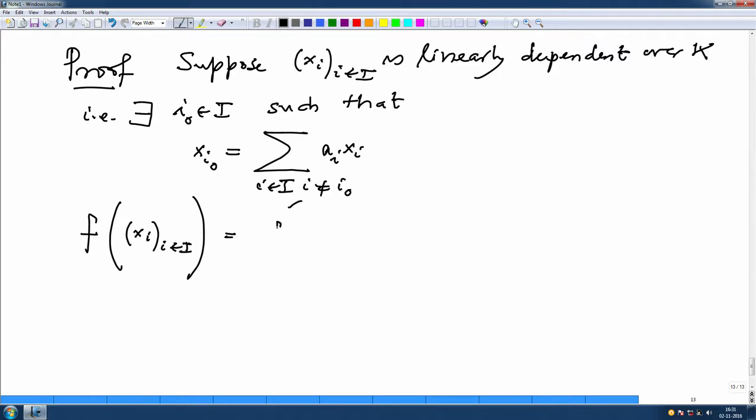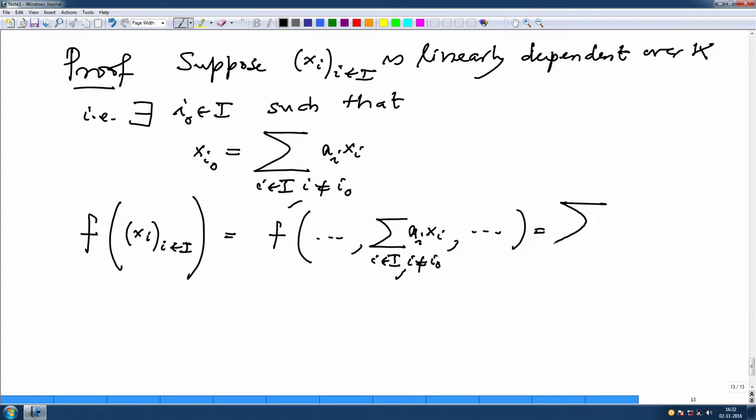Well, in this I am substituting the i naught coordinate. The i naught coordinate is the summation of ai xi, i in I and i not equal to i naught. The remaining coordinates are the same as xi. When I use multilinearity at this i naught coordinate, this will come out. So this is the same as the summation over i in I, i not equal to i naught, and these ai's will come out, and the remaining will be f with xi at the i naught position.